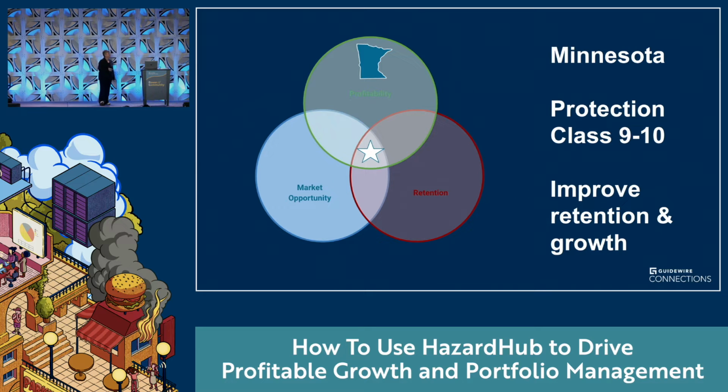So first in Minnesota, we were profitable. About 30% of Minnesota is in protection class 9 and 10. It's the home of 10,000 lakes, so there's a lot of dry hydrants.